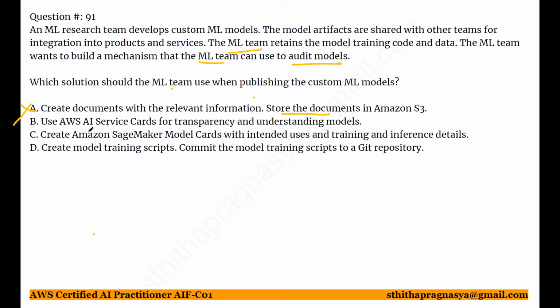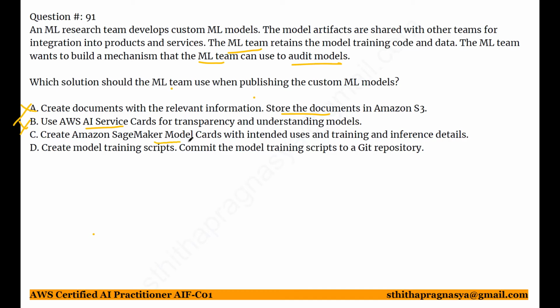Option B, AWS AI service cards provide high-level transparency for AWS managed AI services, detailing performance and limitations. However, they are not designed for custom ML models developed by individual teams and are therefore not applicable to this use case. So this is also not correct, as AI service cards are for AWS services, not custom models.